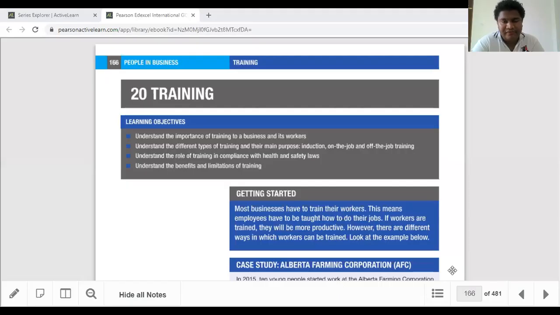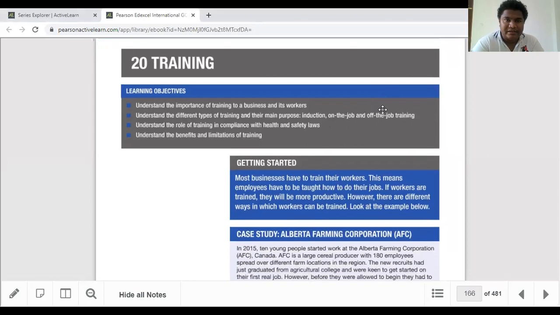Hi everyone. So today we're going to discuss a very important topic, training. Training is one of the important lessons in human resource management. This is really important because when you recruit a person, you should know how to train that person. Training is that important because without proper training, you can't see the expected level of productivity from that candidate employee.